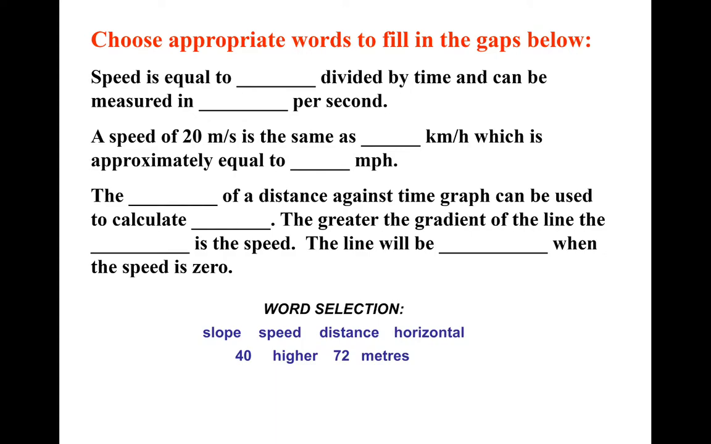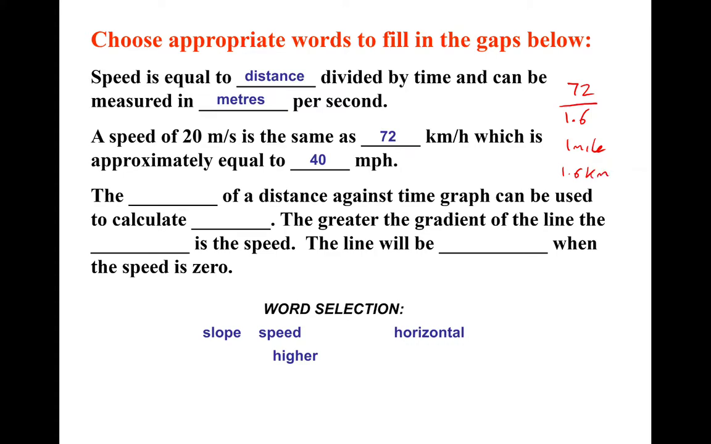Speed is equal to distance divided by time and can be measured in meters per second. A speed of 20 meters per second is the same as 72 kilometers per hour. You should have been able to calculate that, which is approximately equal to, and you might have Googled this one or just used some common sense as it being the only number remaining, 40 miles per hour. If you ever want to convert from kilometers per hour to miles per hour, you would do 72 divided by the number of kilometers in a mile, which is 1.6. Just out of interest, 1 mile is 1.6 kilometers.